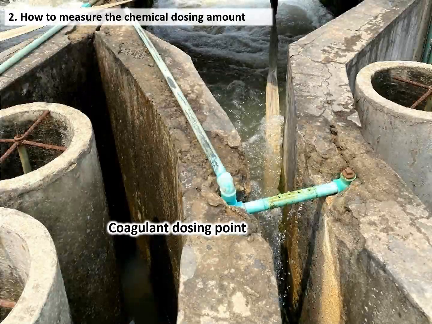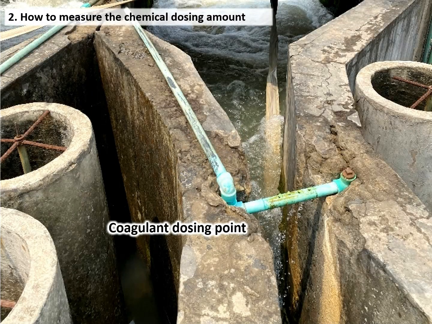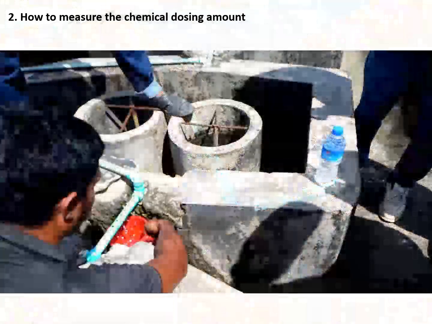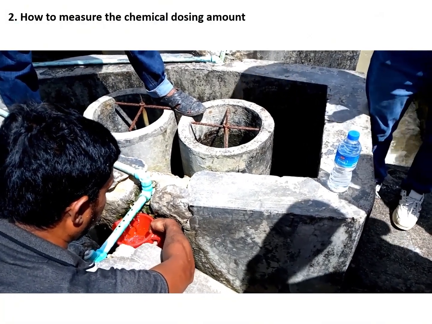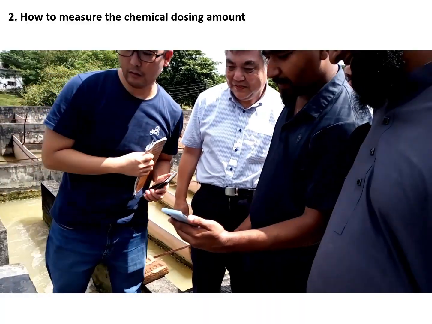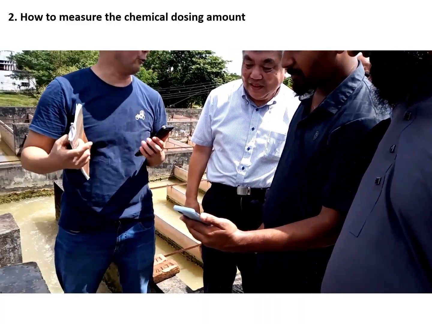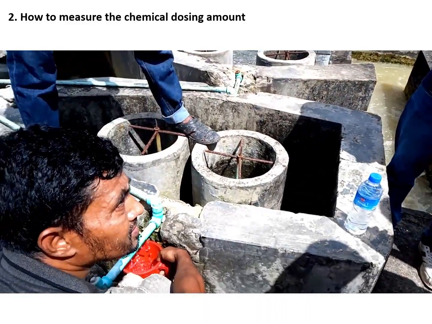Here is the coagulant dosing point in water treatment plant. Set the bucket under the dosing pipe to collect solution drops for 1 minute. During the drop collection, be sure not to miss any drops or spill the solution from the bucket, as this may affect the accuracy of the measurements. Also, make sure to keep accurate time.